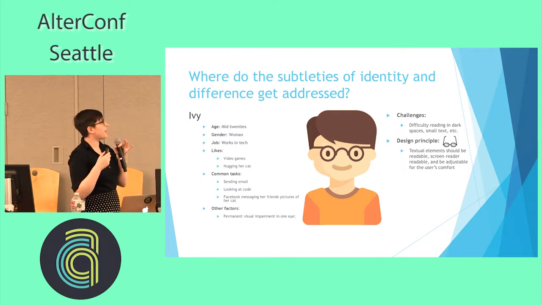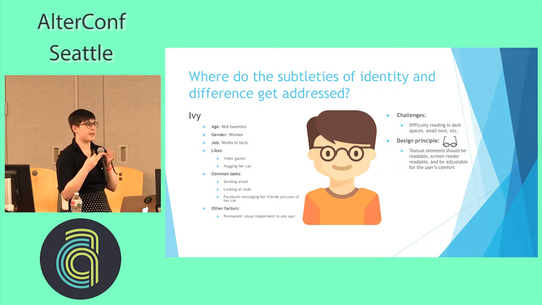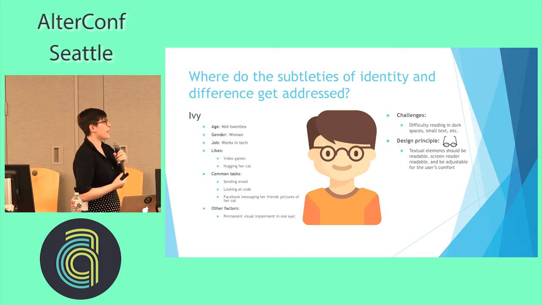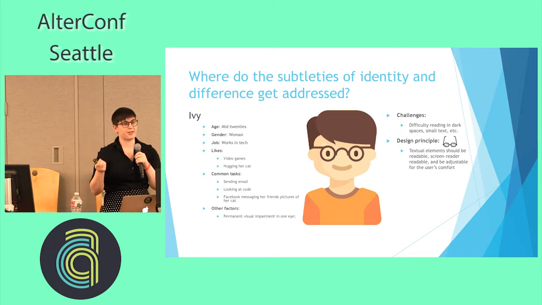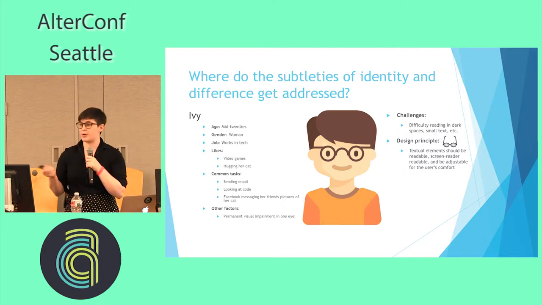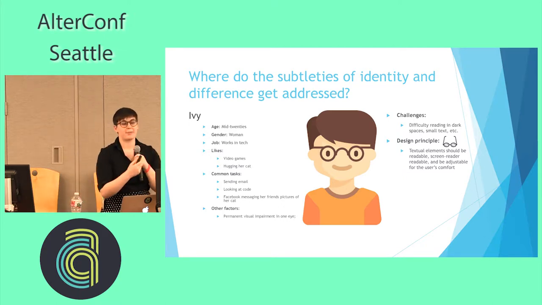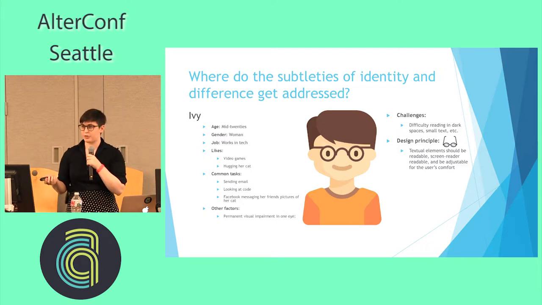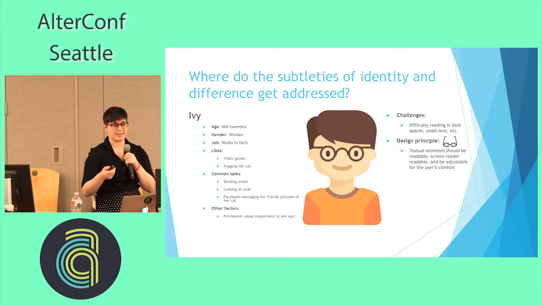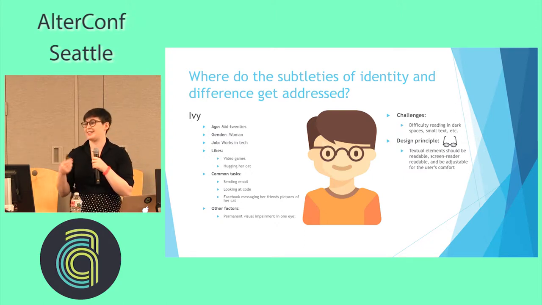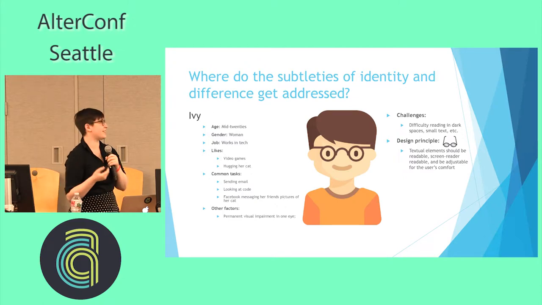So the subtleties of identity and difference get addressed as part of these user profiles. So in my case, there's another factor that is useful to know about me when you're designing experiences, which is that I have a visual impairment in my left eye. It's not correctable by my glasses, and so using technology on a day-to-day basis is challenging sometimes because I need the screens to be more backlit, I need text to be larger, et cetera.